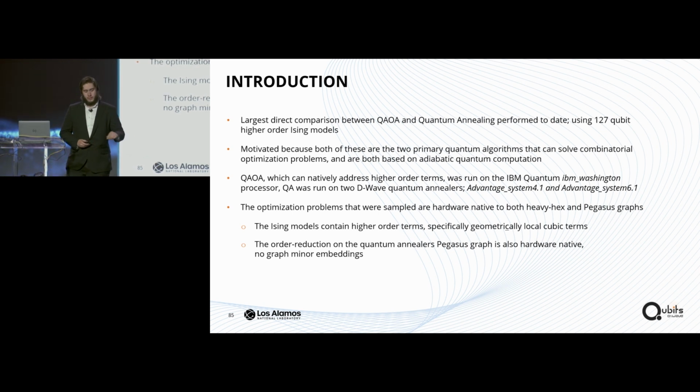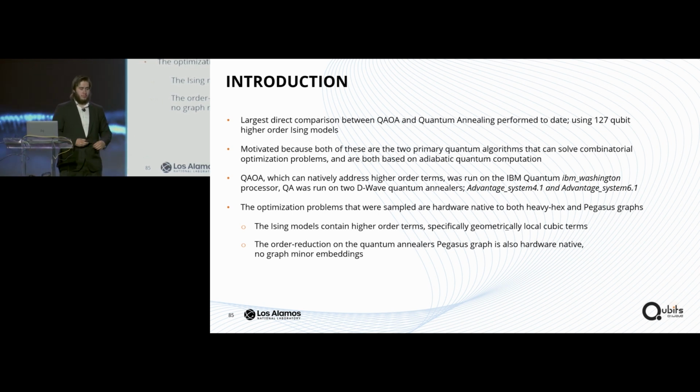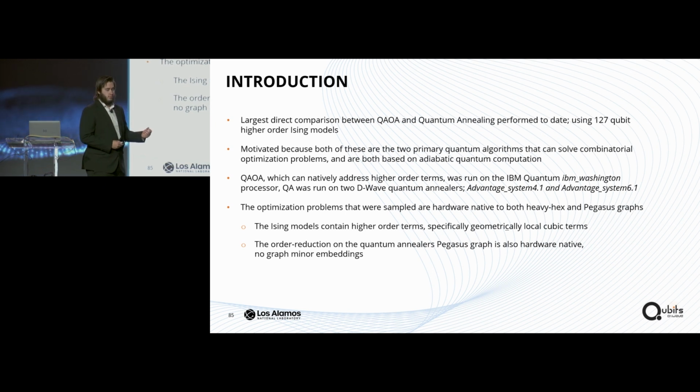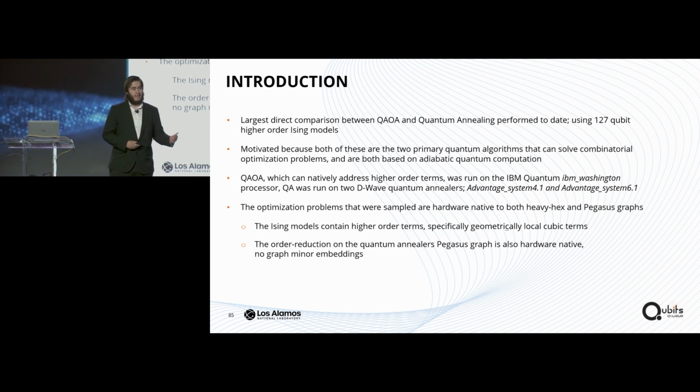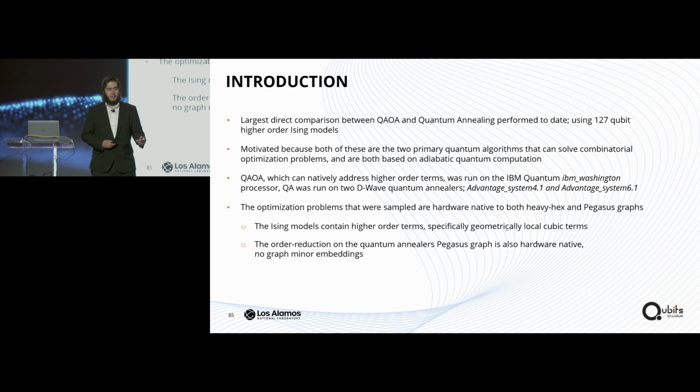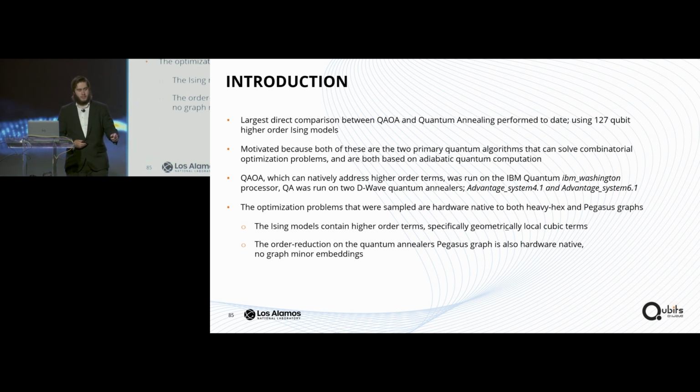So QA-OA, which can natively address higher order terms, we ran on the IBM quantum processor IBM Washington. This is a gate model system. And quantum annealing was run on two different D-Wave quantum annealers. The exact chip IDs were Advantage System 4.1 and Advantage System 6.1. Both of those devices have the Pegasus graph connectivity.